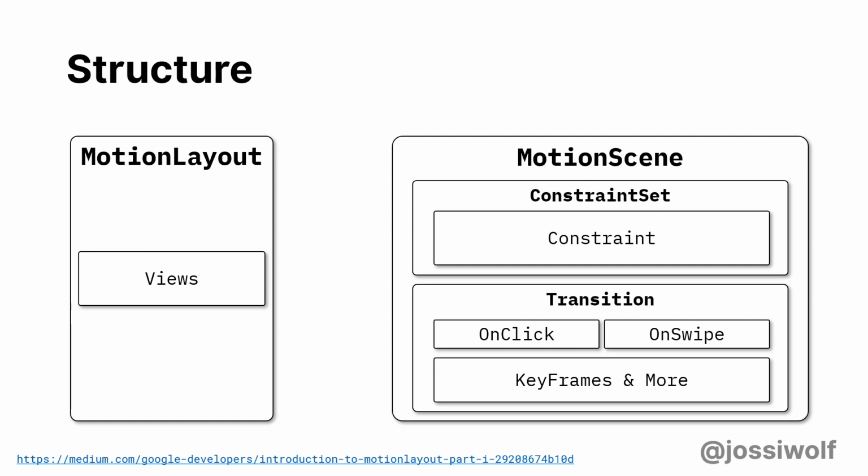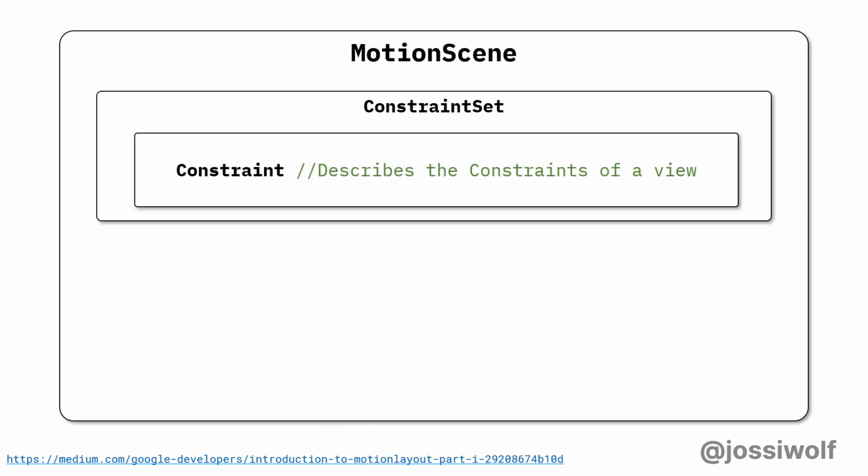Motion scene basically contains all the information on how your animations and transitions should look like, how they should be triggered, and so on. So first off, the motion scene contains the constraint set. The constraint set is a number of constraints which tell the motion layout how the views are positioned, some of the attributes. You might want to set their color through the constraint. You can set the size, rotation, really whatever.